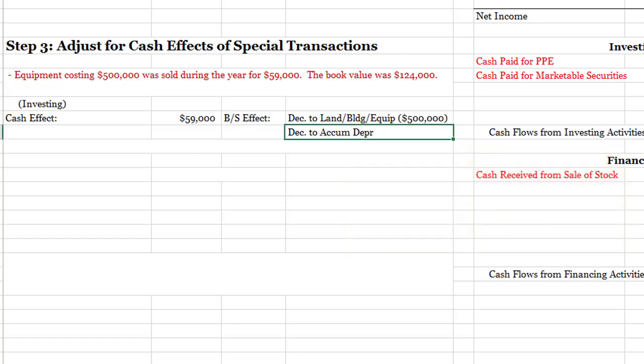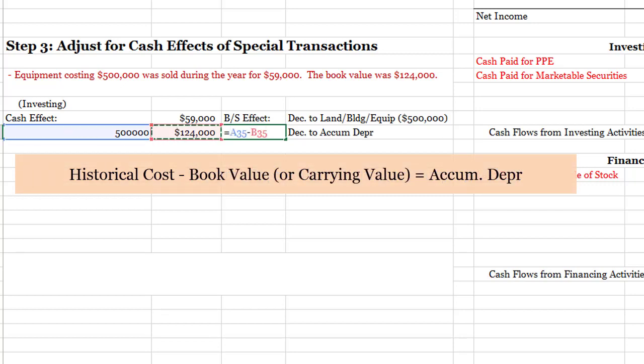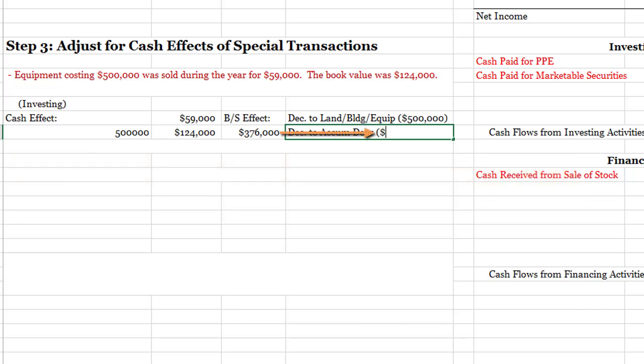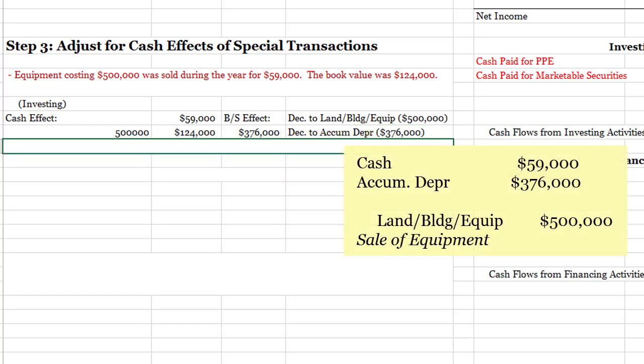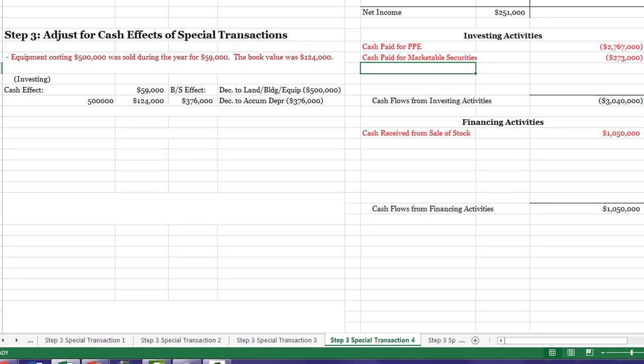Now I've got to figure out how much. Well, if the historical cost is $500,000 and the book value is $124,000, the normal equation would be $500,000 minus accumulated depreciation gives me my book value. If I rearrange that, I can take the historical cost minus the book value, and that gives me the accumulated depreciation. So this is going to drop $376,000. Now that I know the cash and the balance sheet effects, I can put that cash effect into my worksheet. So I'm going to put it right over here.